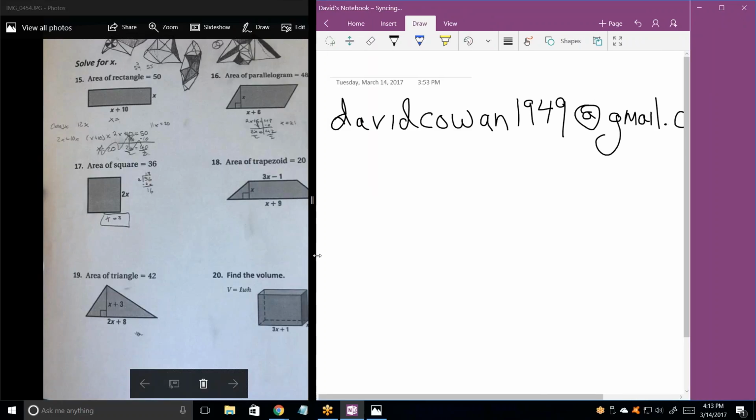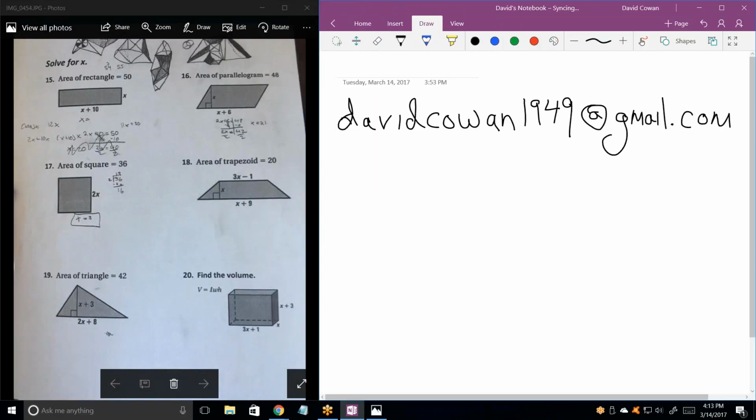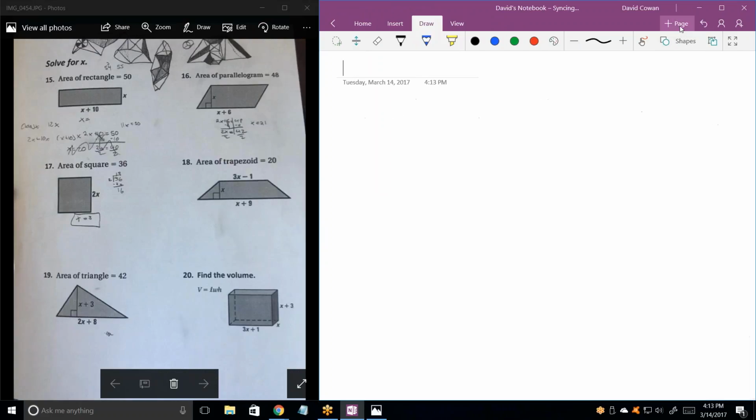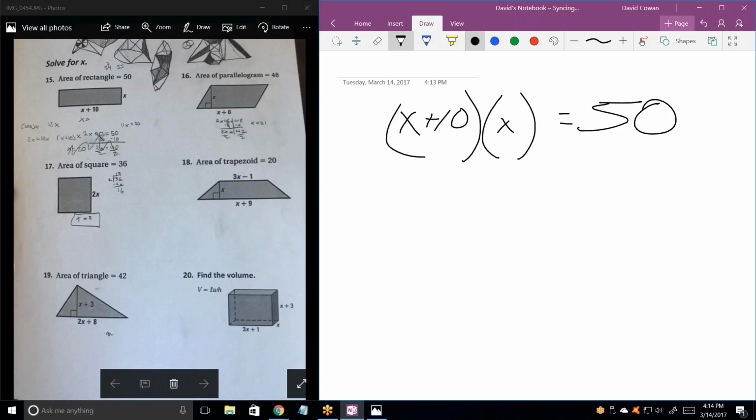Let's look at problem 15. If the area of the rectangle is 50, what equation can I write? So I'm trying to solve for x, so I could do x plus 10 times x equals 50. In other words, the area of a rectangle is the base times the height. And they're telling us the area was 50, so now we have to solve that problem.